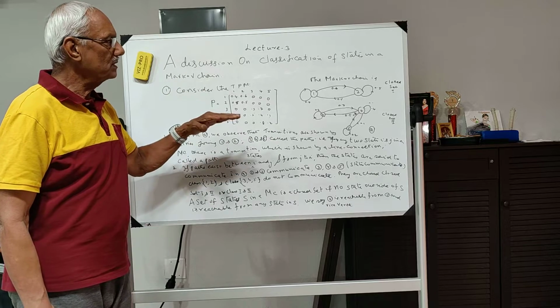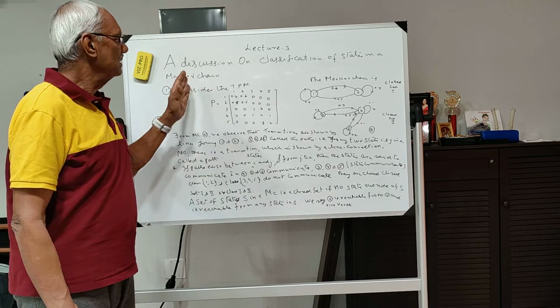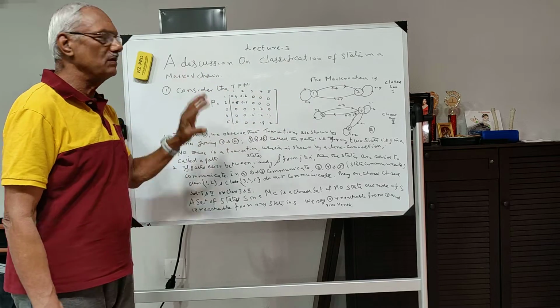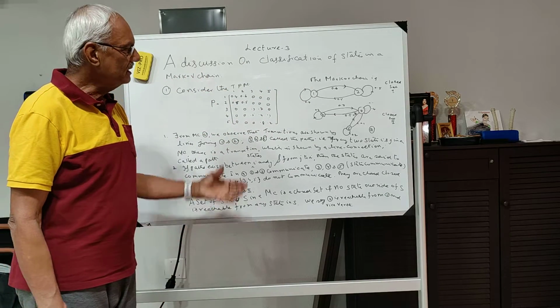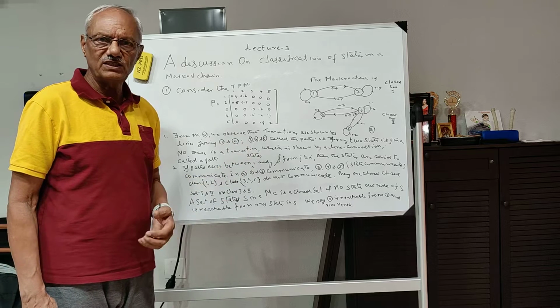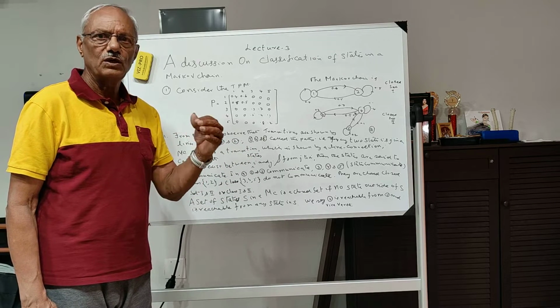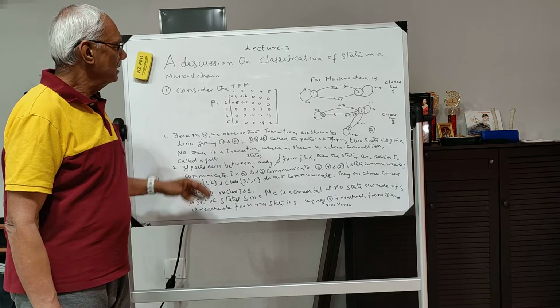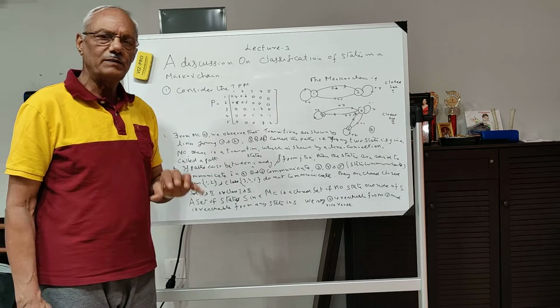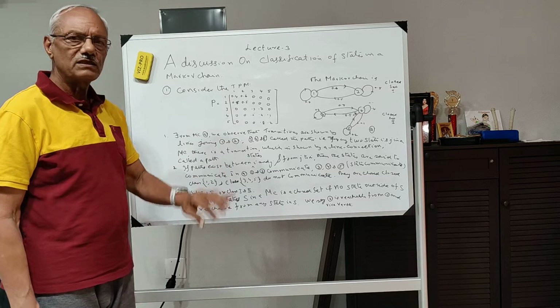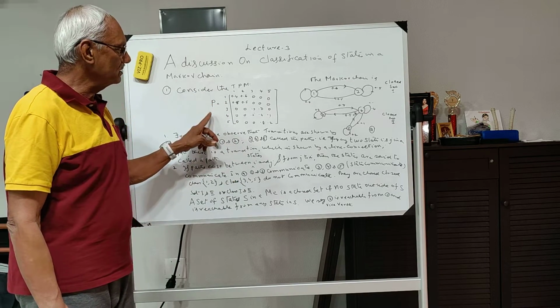And in this class, I'm going to discuss the classification of states in a Markov chain. That is, in a Markov chain, you'll have the states. Now we are going to classify the states according to their properties, for which, let me take an example. Let us consider this transition probability matrix.